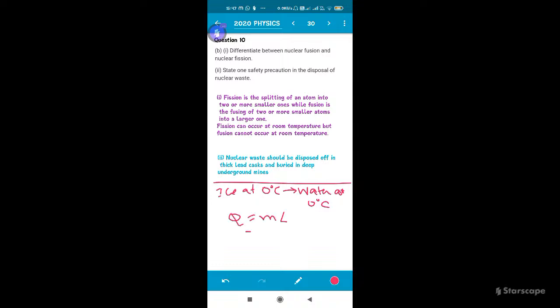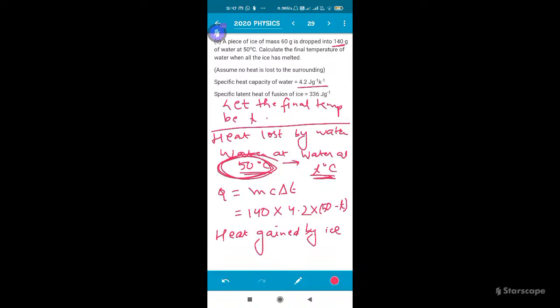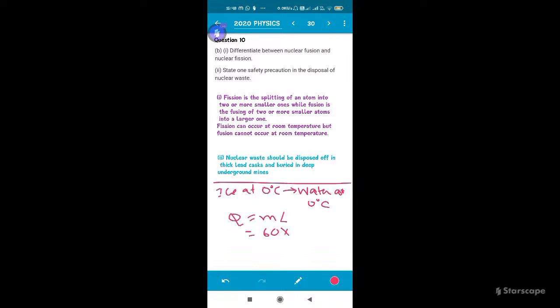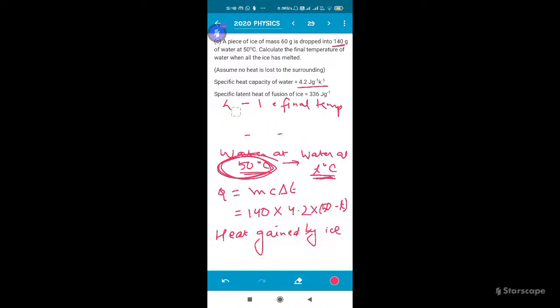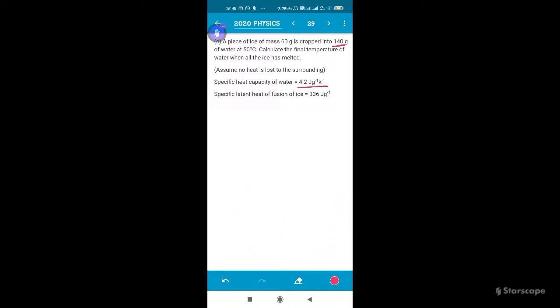The mass of ice was given to us as 60 gram. Okay, so 60 into 336, 20160 joule. Now this water at 0 degrees Celsius will have to convert to water at T degrees Celsius because that is our final temperature. So let us do it. I am erasing this part. So sorry, water at 0 degrees Celsius to water at T degrees Celsius.